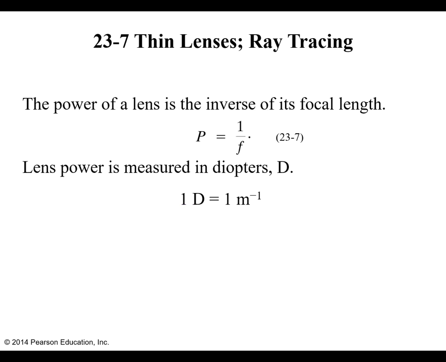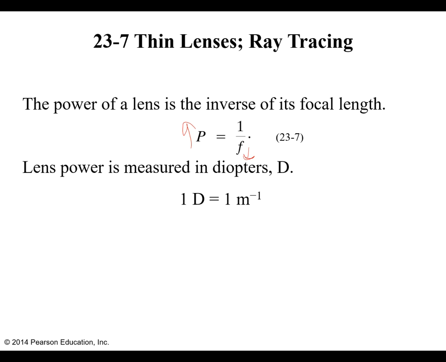And so we measure the power or strength of a lens by this equation. The power of a lens is going to be 1 divided by the focal length. Now, don't confuse this power of a lens with power as energy over time. It's not the same thing in this case. Power of a lens is just talking about how much a lens refracts. The larger the power, the smaller the focal length.